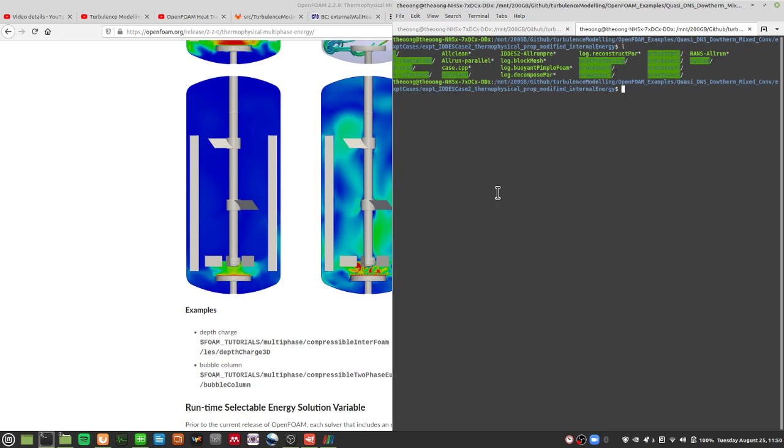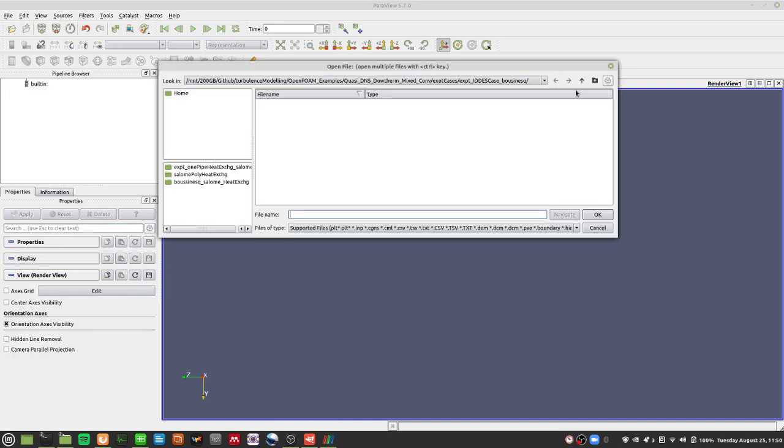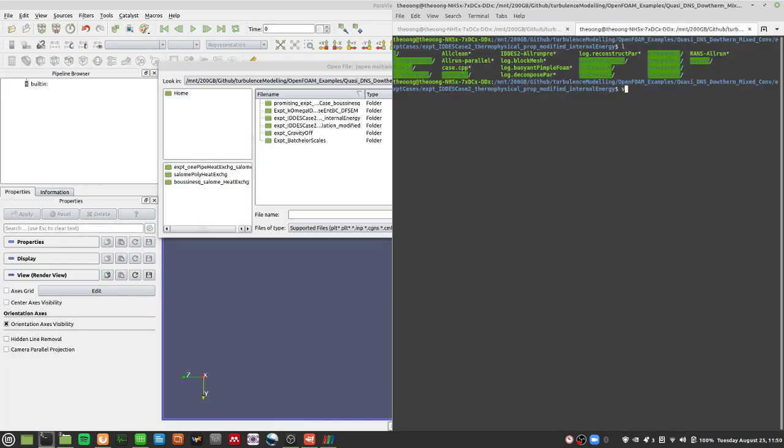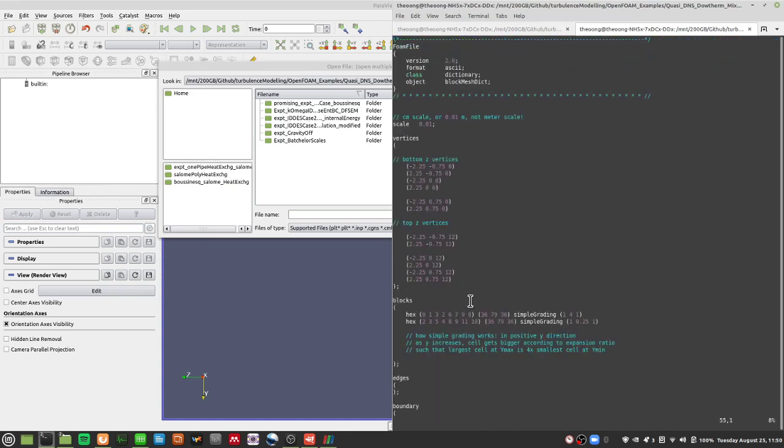Okay, so let's see. Is that the same mesh? Is the same mesh? Okay, never mind. Let me do system blockMeshDict IDDES. You see that this mesh is 36 by 79 by 158 times 36. This is an IDDES level mesh. So I can actually just make it smaller, even up to quasi-DNS level. It should be able to run, technically speaking.